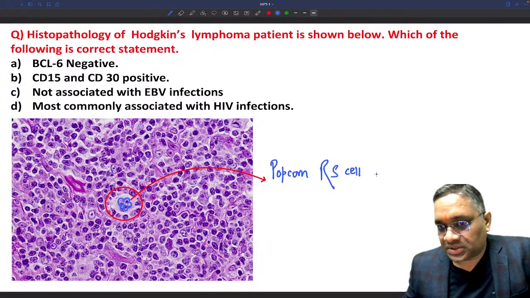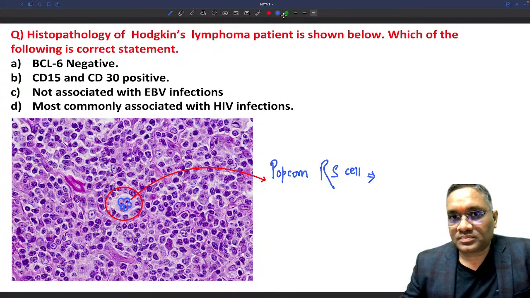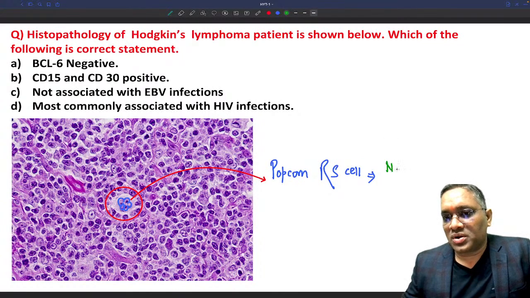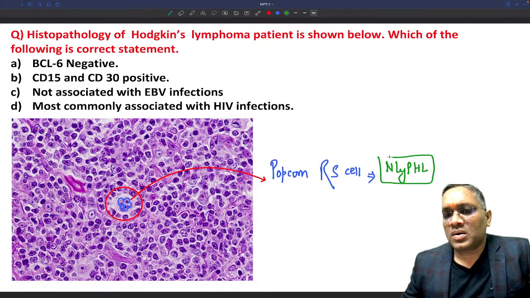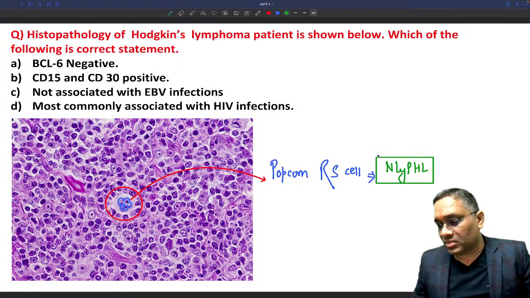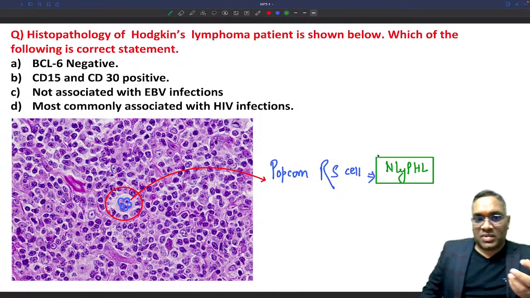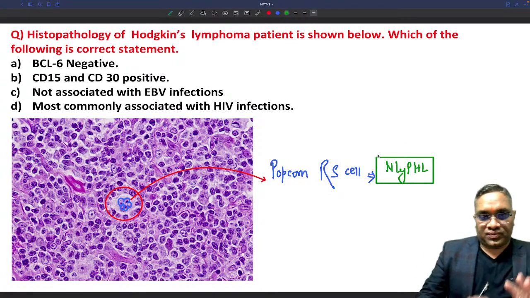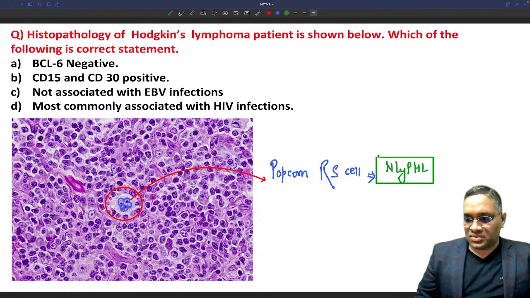Now your diagnosis is nodular lymphocytic predominant Hodgkin's lymphoma, or simply we can also say lymphocyte predominant Hodgkin's lymphoma. So our diagnosis is nodular lymphocytic predominant Hodgkin's lymphoma, right? So now you tell me, I will show you. First I will explain you, then I will come back to the options, right?